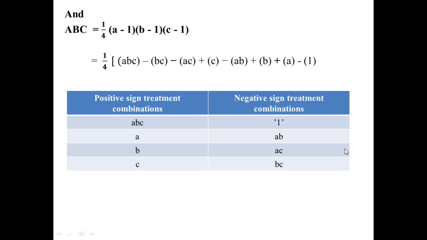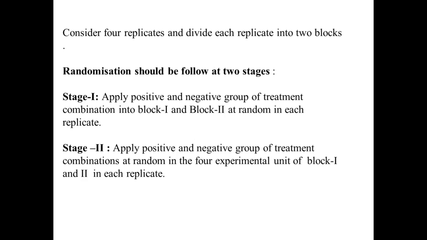Similarly, we write this for interaction effect ABC. It is 1 by 4 times (A minus 1) into (B minus 1) into (C minus 1), which is 1 by 4 times ABC minus BC minus AC plus C minus AB plus B plus A minus 1. The positive combinations are ABC, A, B and C. The negative treatment combinations are 1, AB, AC and BC. For this, we want to write the model layout.